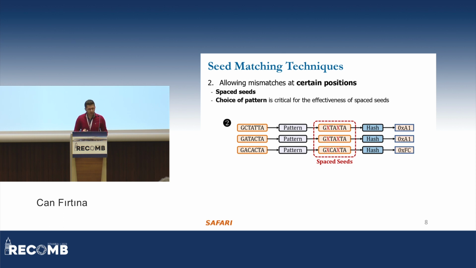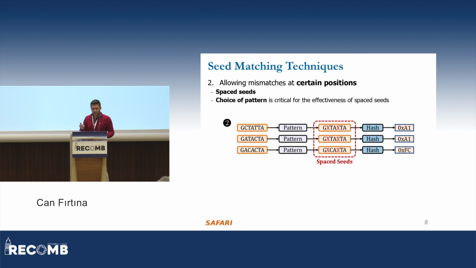Another mechanism is also known as spaced seeds. We may want to tolerate some mismatches when finding matches between these sequences. In order to do so, we apply some pattern on that sequence. For example, you may want to tolerate mismatches at certain positions. So we may introduce some don't care characters at these positions by applying a pattern, and then we call these seeds spaced seeds.